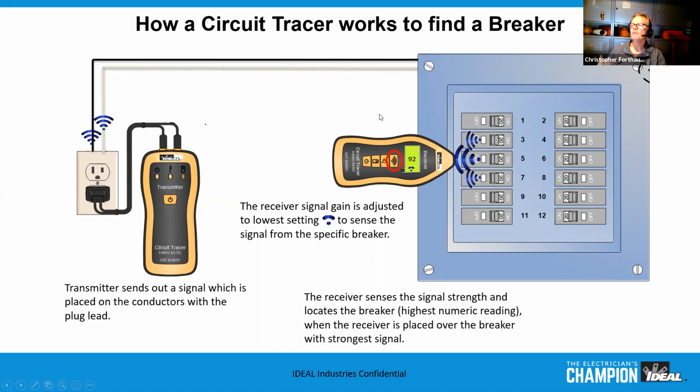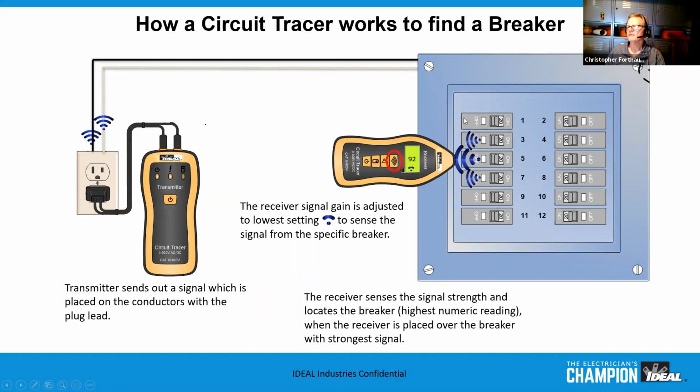Then what you do is you open up that breaker panel, and using the sensitivity button, you bump down the sensitivity to what we call the breaker finding mode, where 1 bar above the dot is the lowest setting, and you scan the breaker panel just up and down the panel.